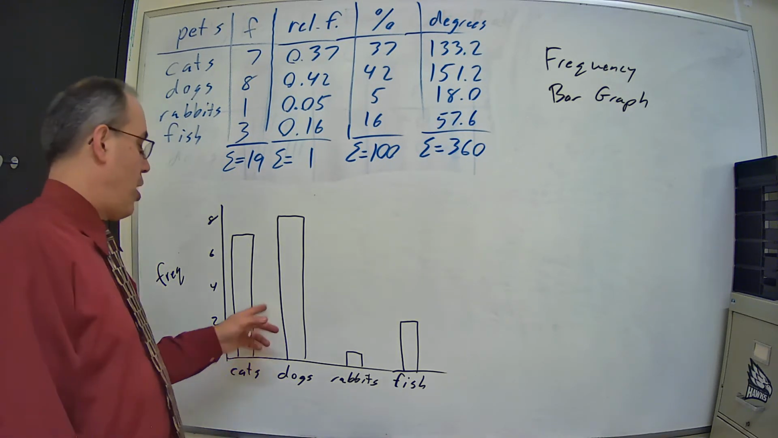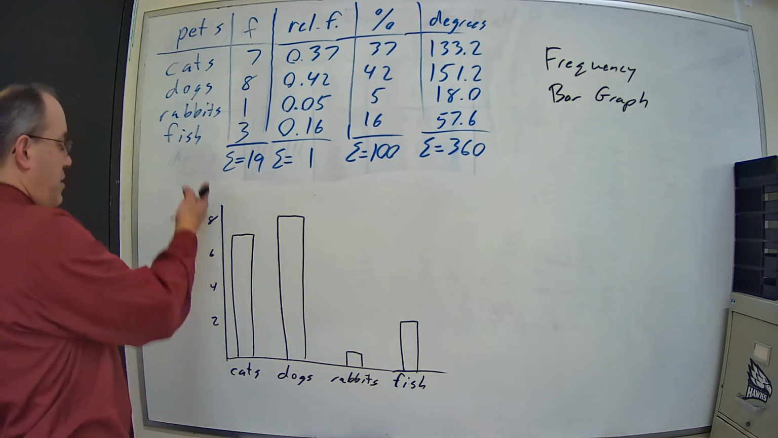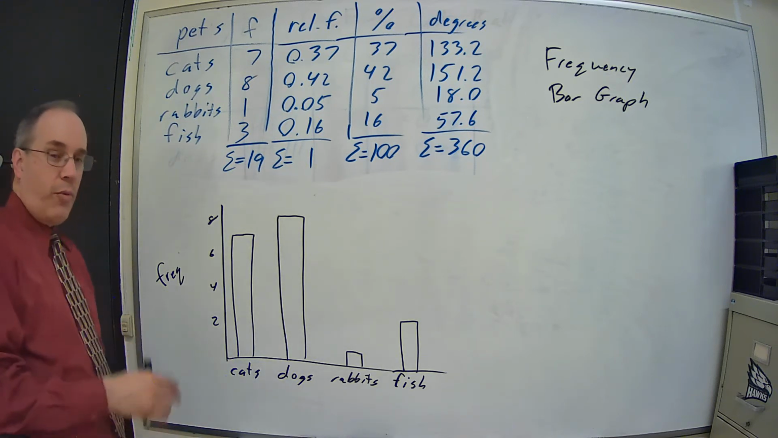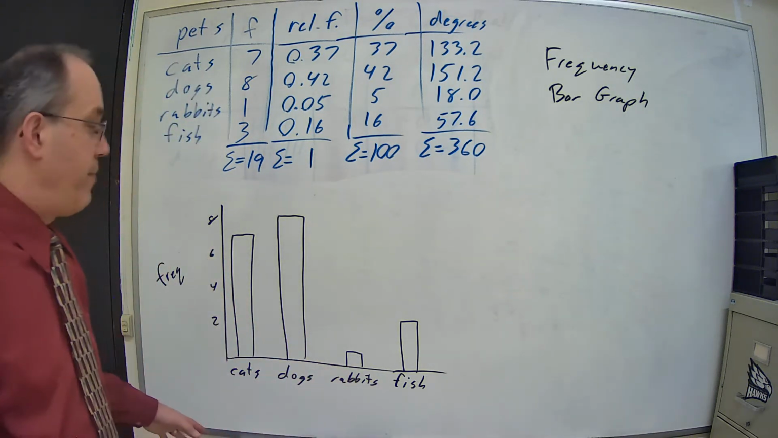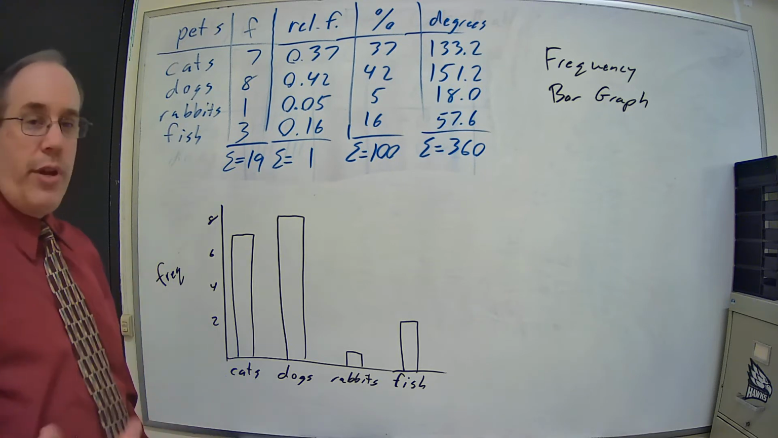Straightforward. Remember, the bars do not touch one another. We have to have consistent indices, and I want to see it labeled as frequency. Whatever the y-axis is, I want to see that labeled. You don't have to label this as pets. Okay? So there's our frequency bar graph.